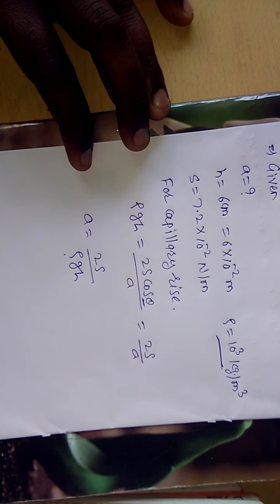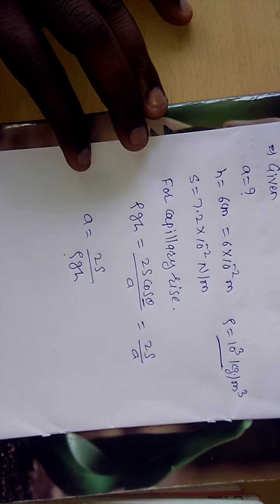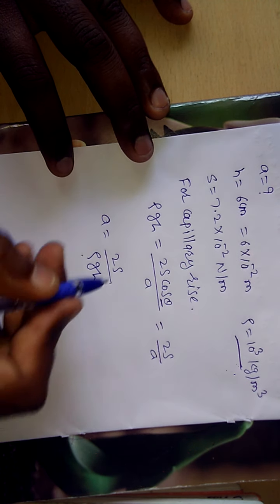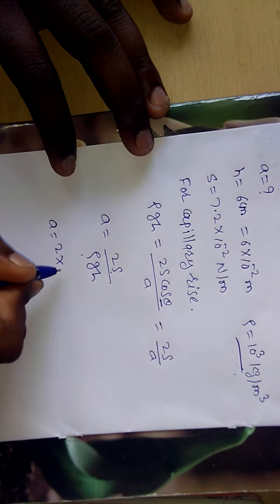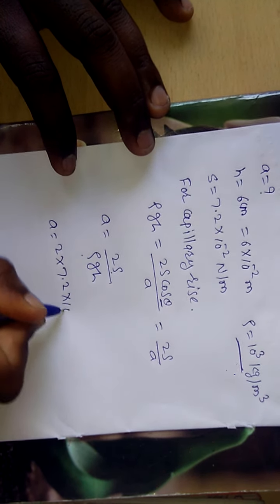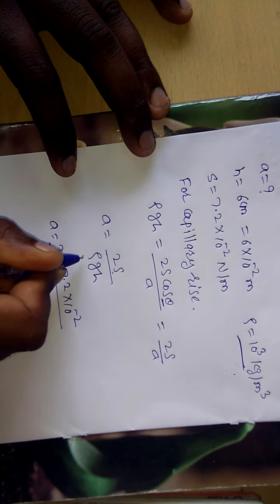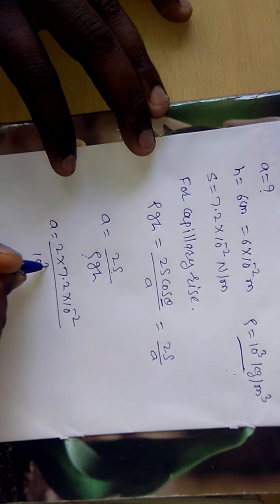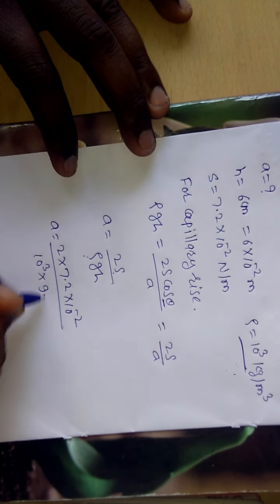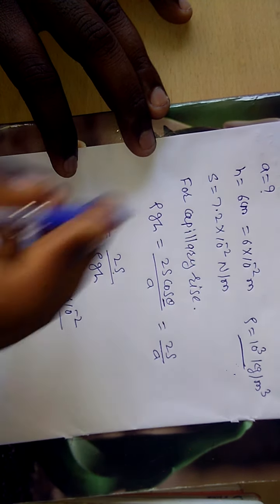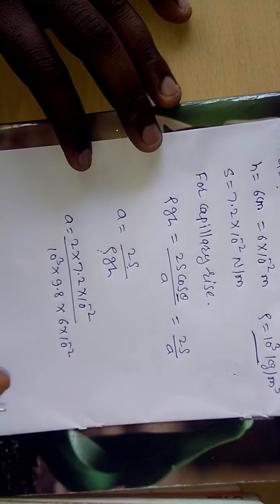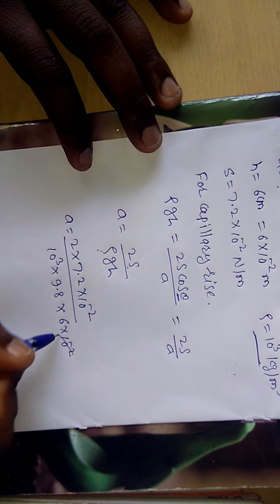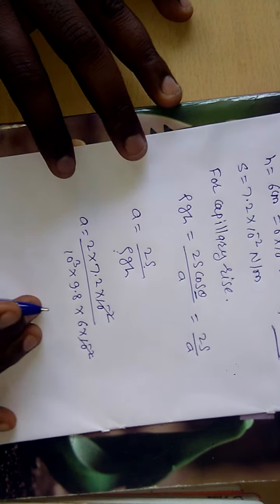The density of water rho is 10 to the power of 3 kg per meter cube. Therefore A is equal to 2 into S value, 7.2 into 10 to the power of minus 2, divided by density rho value 10 to the power of 3, G value 9.8, into H value 6 into 10 to the power of minus 2. This 10 to the power of minus 2 and this 10 to the power of minus 2 cancel.